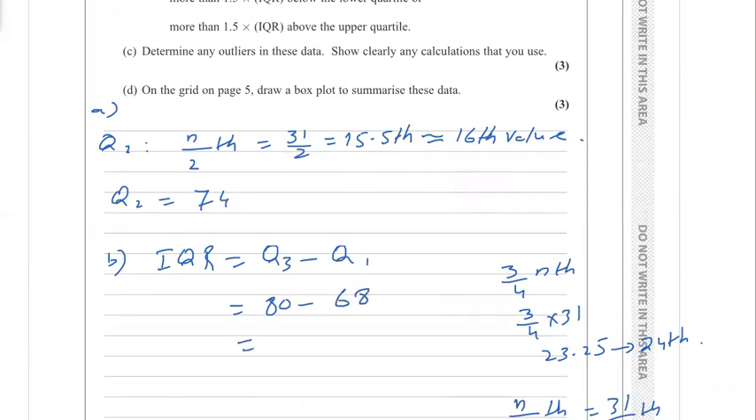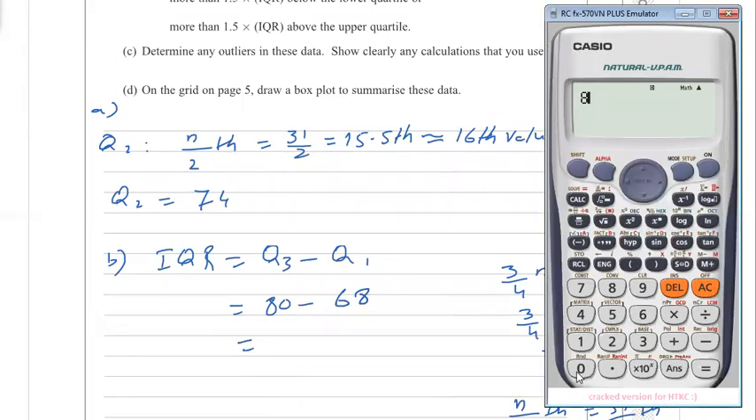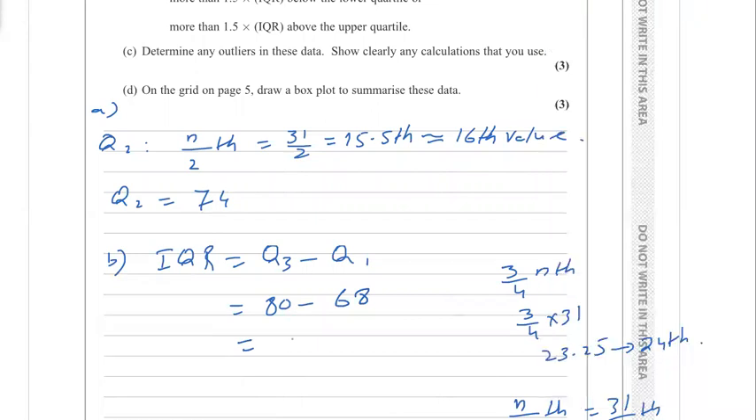So our interquartile range will be 80 minus 68, which gives me 12. So 12 is our interquartile range.